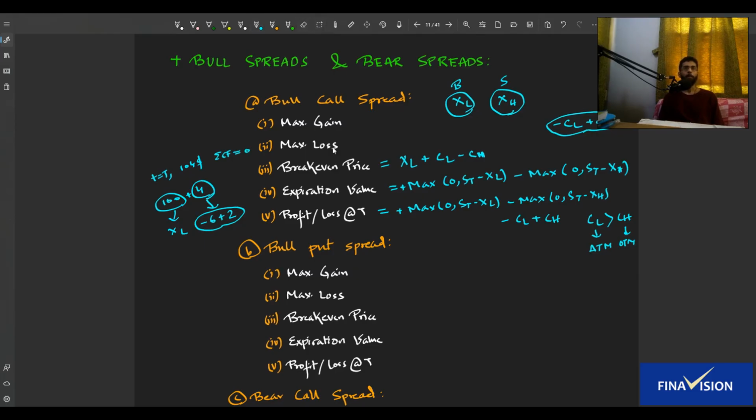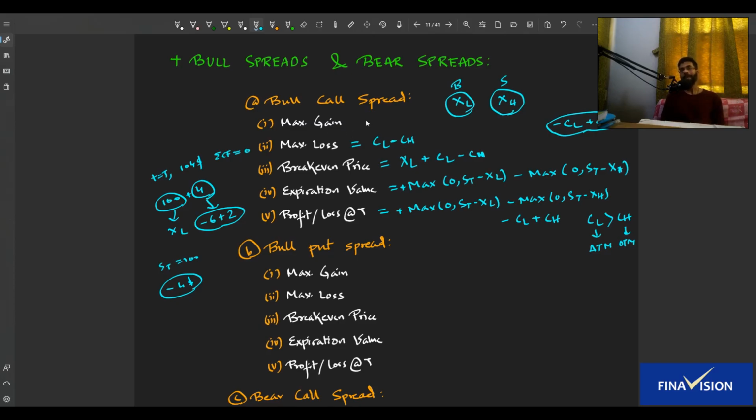Then maximum loss. When does maximum loss occur? Maximum loss occurs when the price remains at the lower strike price. So let's say in our example, if the price remained at $100, then both the options will expire without being exercised, and the net cash outflow will remain at minus $4. And this is the maximum loss that can occur, which means this is equal to CL minus CH. This is the maximum loss amount. Obviously, this is a cash net outflow. This will be a negative value.